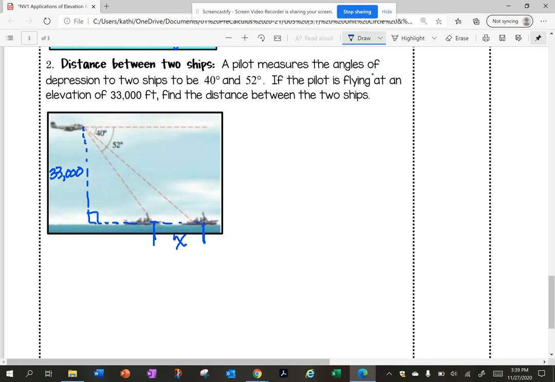My line of sight for 40 degrees is this line, so this angle is 40 degrees, and my line of sight for this line is 52 degrees, so this angle is 52 degrees. Now I have some right triangles. These are a little bit easier if you take them apart. I am going to set up and solve for this distance here, and I'm going to call that distance A for my 52 degree angle.